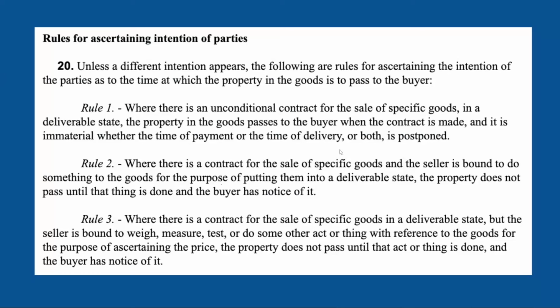So we've got this second rule where, okay, I have to wash the car before we sell it. That's part of the deal. So to make it deliverable, I wash it, and then I alert you that the car is ready for you. Then, according to the legislation, the property transfers once I alert you to the fact that that bit of work is done. Rule 3 says where the contract is for the sale of specific goods in a deliverable state, but the seller is bound to weigh, measure, test, or do something with regard to the goods, the property does not pass until the act or thing is done.